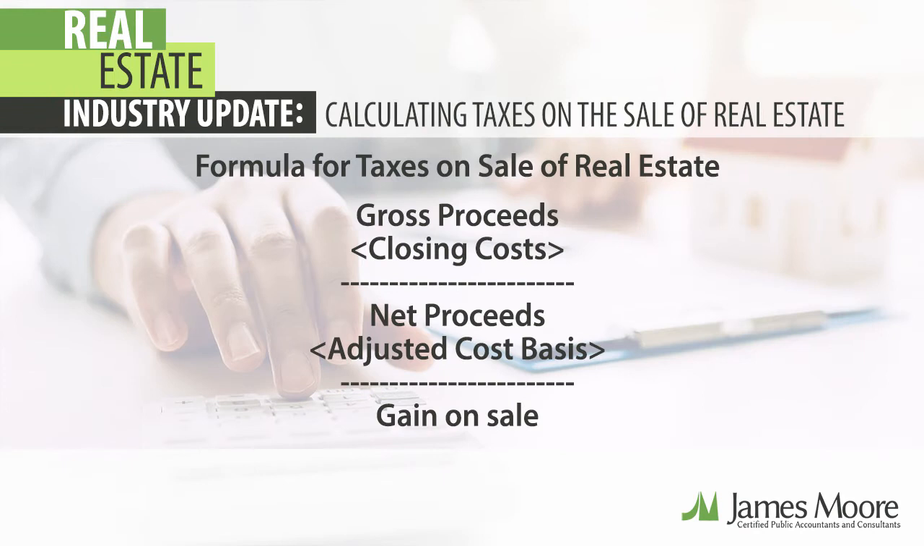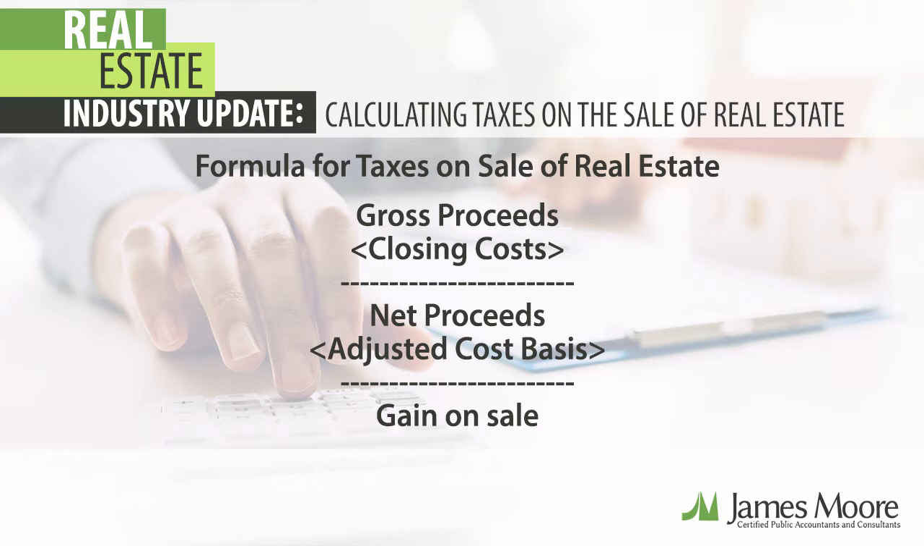I'd love to. Thanks, John. So you see the formula on screen here. It's a fairly straightforward formula, just a couple of subtractions to get down to the gain. You start with the gross proceeds on the sale of your parcel of real estate, and that's normally the top line sales price that you agreed to for the sale. And then you adjust that gross proceeds with closing costs.